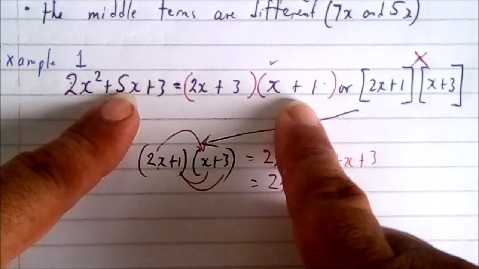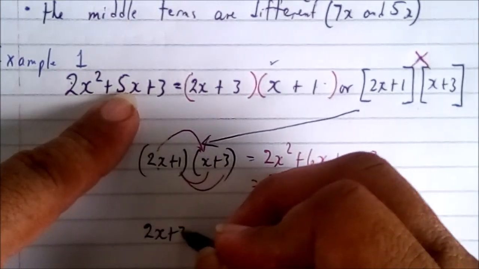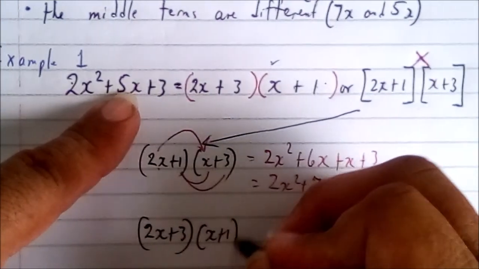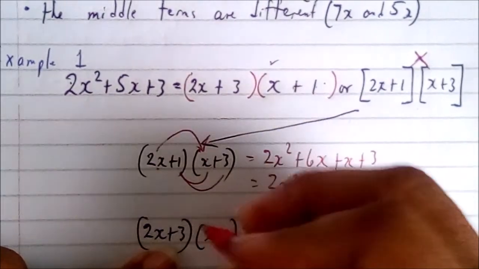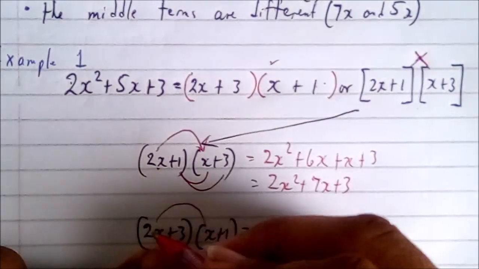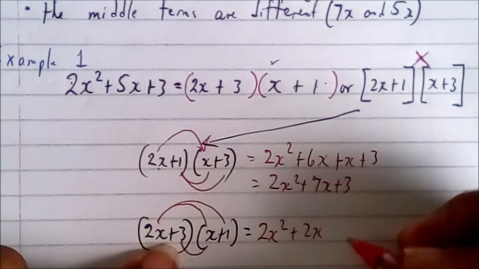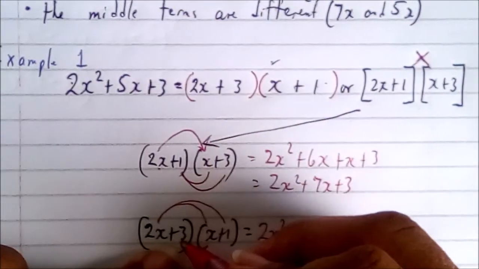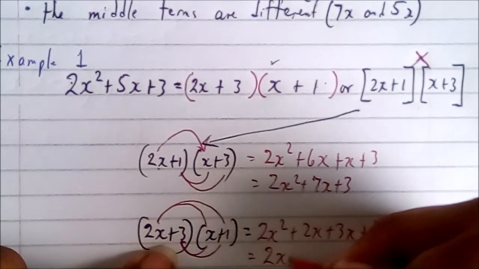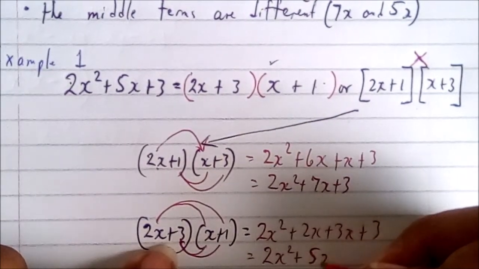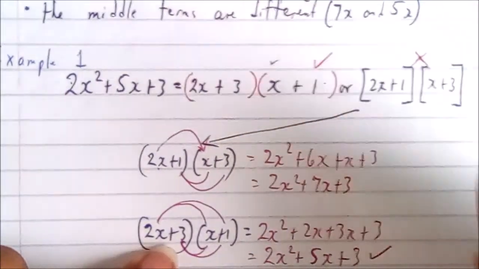I'm not saying that the other is the correct one either. Let's see if this will work. If we have 2x plus 3 and x plus 1, when we multiply this out, we end up with 2x squared from 2x times x, 2x times 1 gives me 2x, 3 times x gives me 3x, and 3 times 1 gives me 3. This gives me a solution of 2x squared plus 5x plus 3. This is the correct one. This is the correct choice.